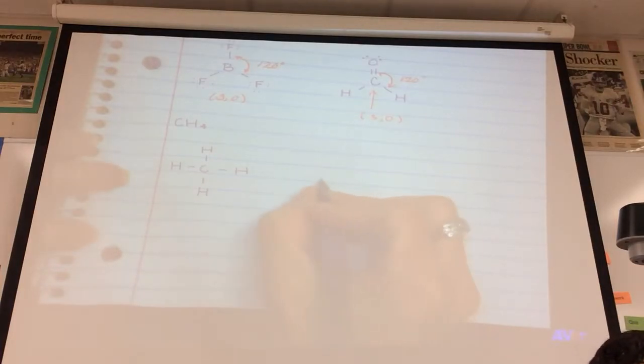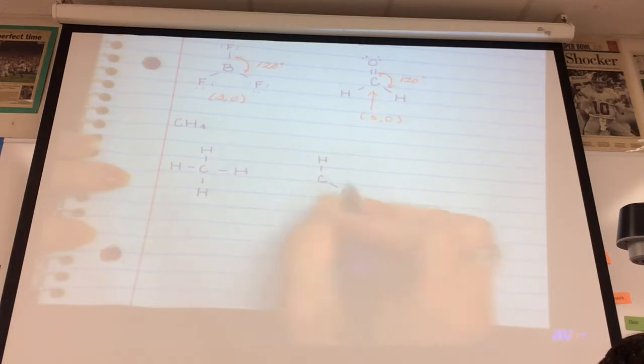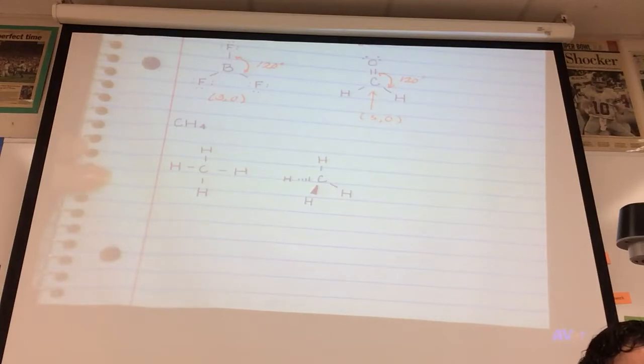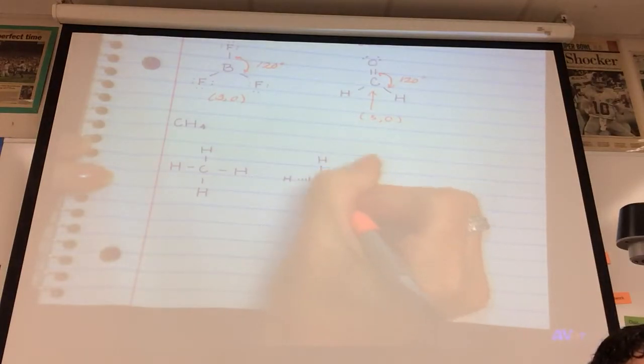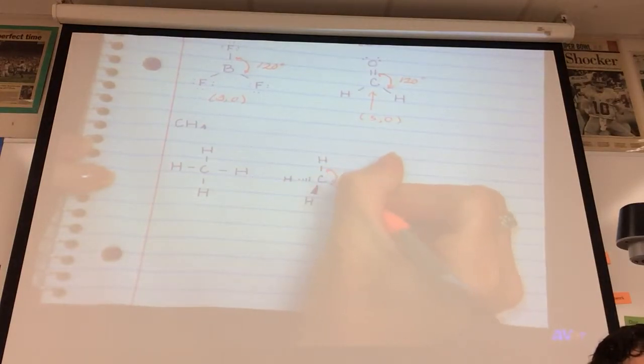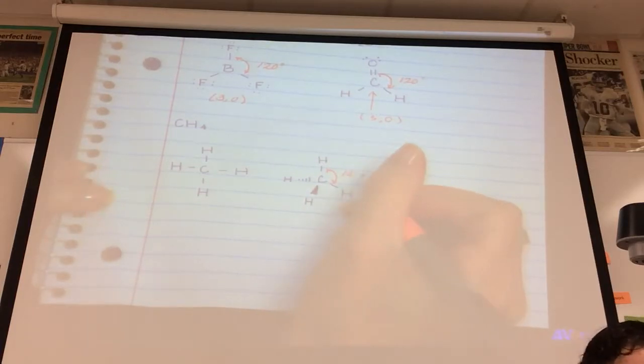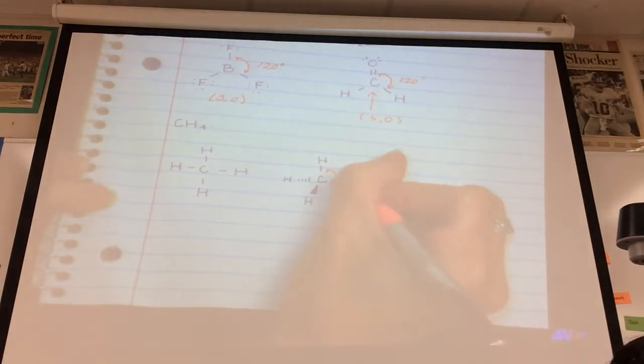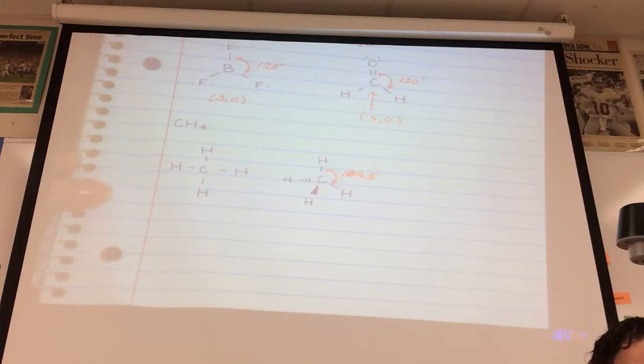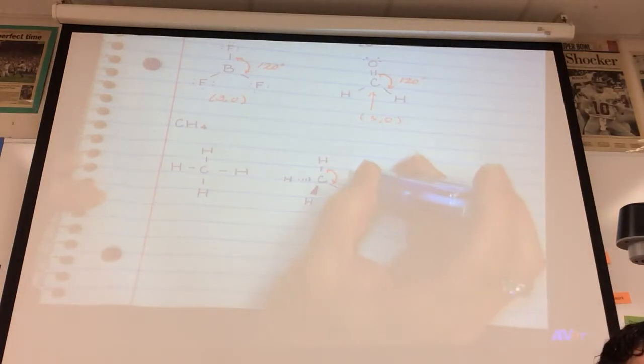In some books, you'll see it drawn more like this, where you can see that angle. This bond is coming towards you, and this bond is going away from you, and the bond angle is 109.5. Is that legible? Let me fix that so you're not confused.